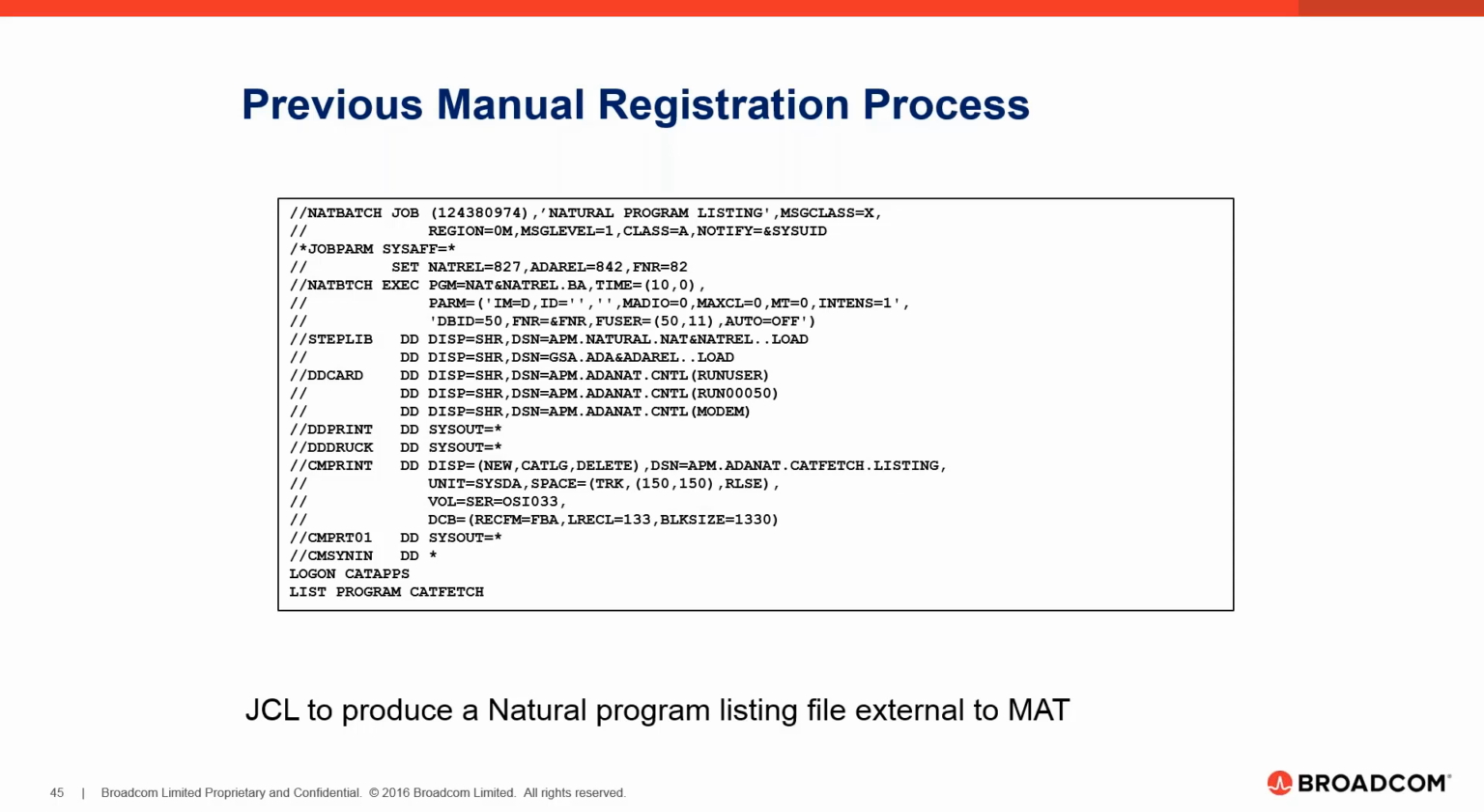So this is the job that you would run. This is a Natural or a Software AG utility to run. You log on to your library and issue the list program command. In this case, I chose the program called cat fetch. And we're going to produce a listing file, a sequential data set, which could also be a PDS, to contain the source statements for that program.